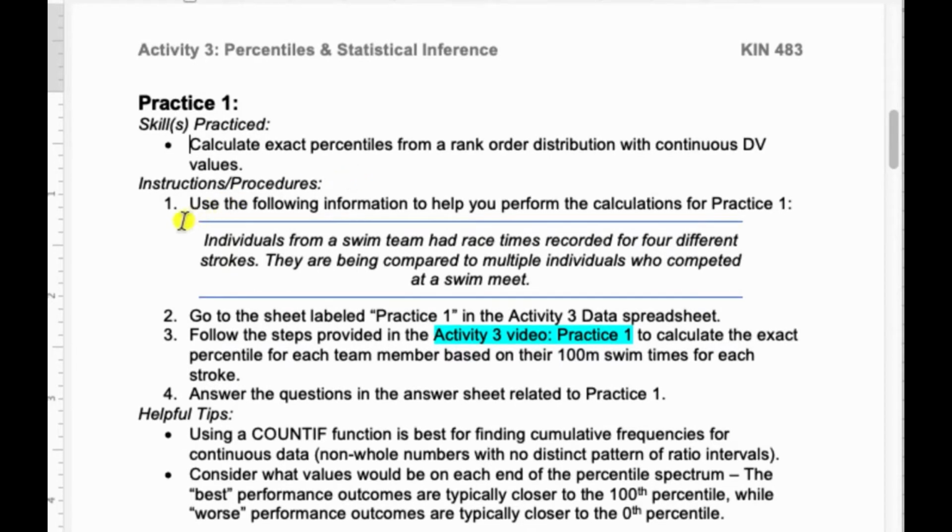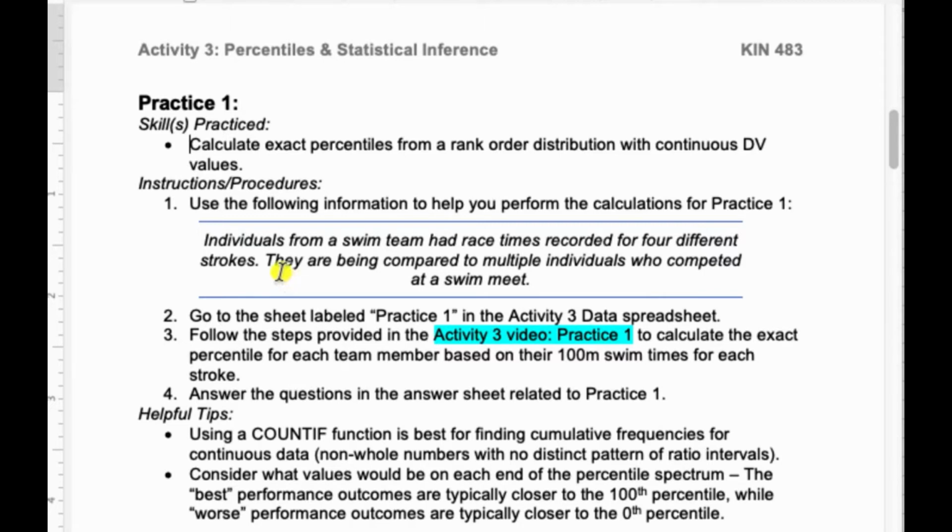Our instructions involve a scenario. We have a set of data from individuals from a swim team, and what we did is we collected race times in seconds for 4 different strokes. These individuals are being compared to multiple individuals who competed at a swim meet. So we're hand-picking about 5 people. We've got their swim times from this meet, and then we want to look at those values compared to the rest of the people who swam at the meet.